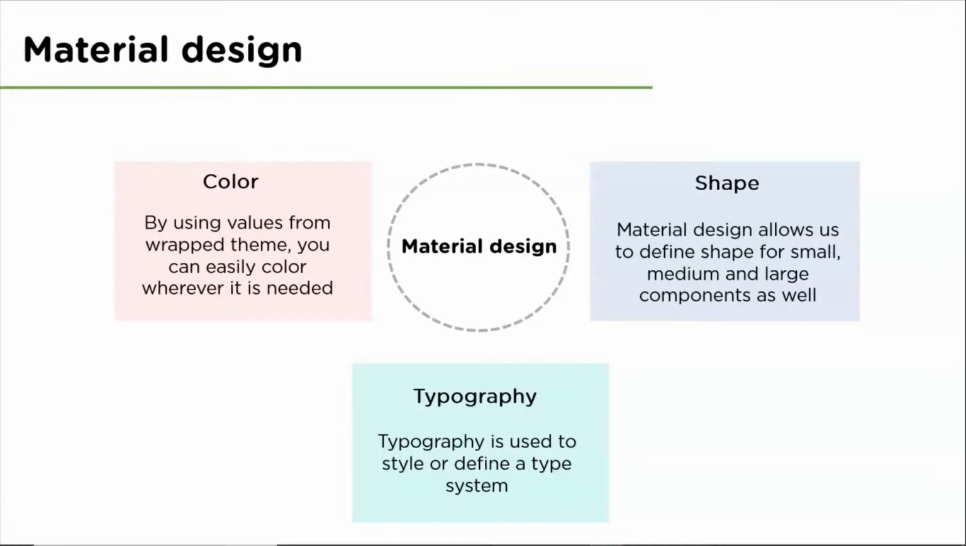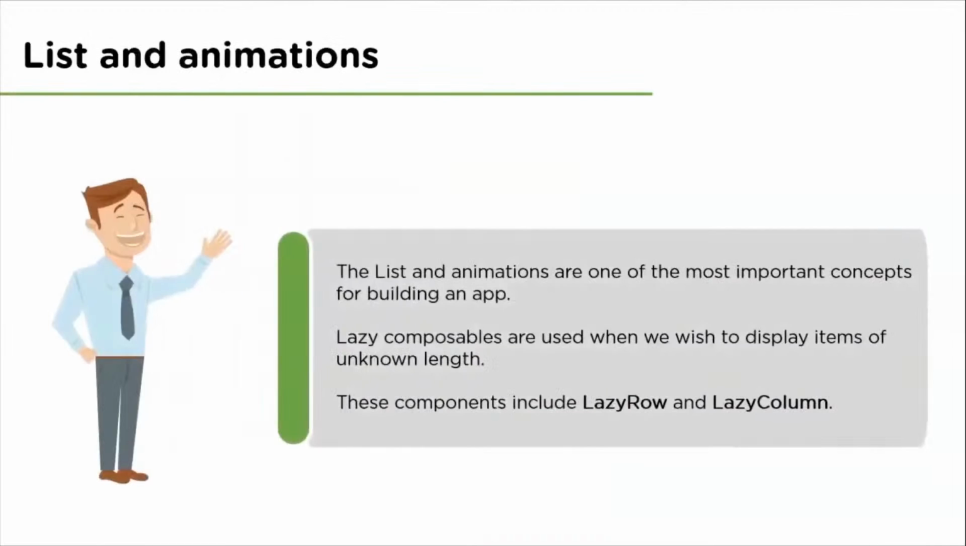Now, coming to the next topic, which is list and animations. Lists and animations are among the most important things for building an app. We have already discussed row and column earlier. Here, we will discuss lazy composables. Lazy composables include lazy row and lazy column. The lazy row makes a horizontal scrolling list, and the lazy column makes a vertical scrolling list.